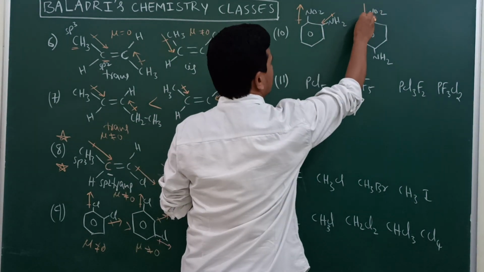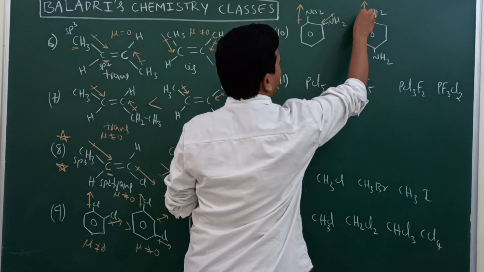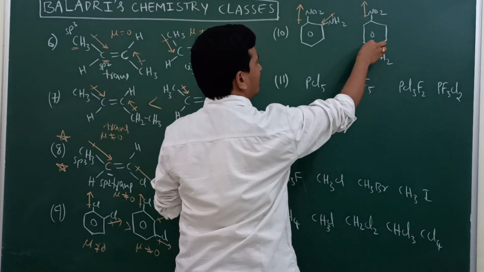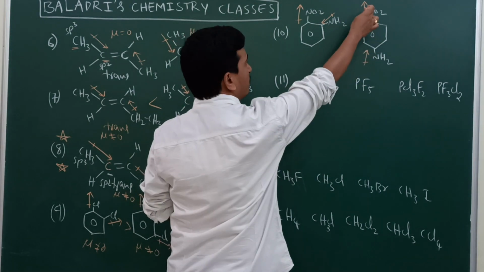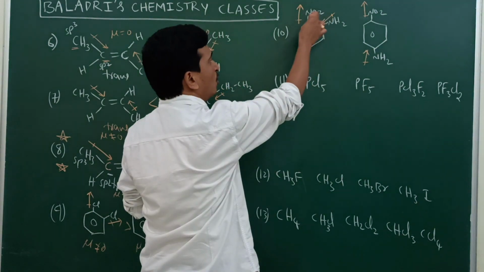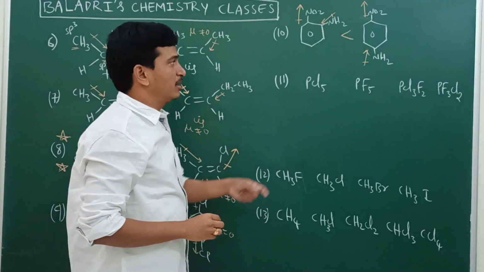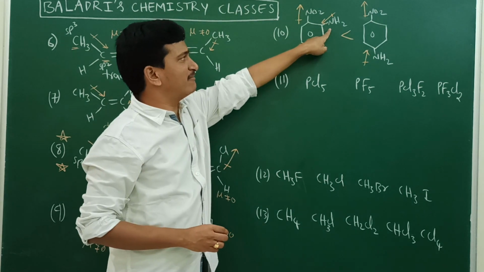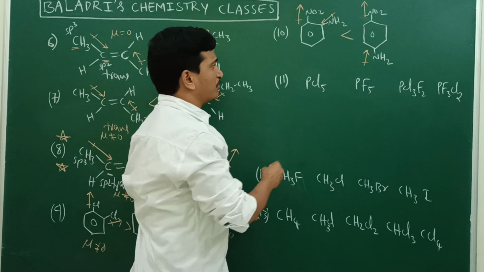Now come to here, NO2 is, right? NO2 is what? A withdrawing group. That's why the dipole moment vector will be towards NO2. Here NH2 is donating, so the dipole moment vector will be towards benzene. Benzene is taking electrons from this NH2 group. So now in the para compound, both the vectors are in the same direction, but in ortho both are in opposite directions. That's why para is more than ortho. Okay, so ortho-nitroaniline is having less dipole moment than para-nitroaniline.